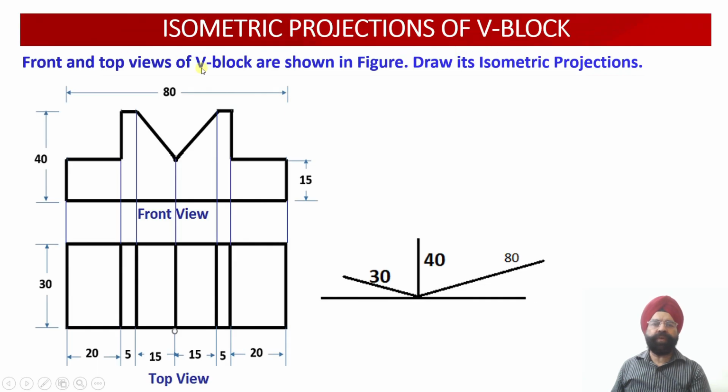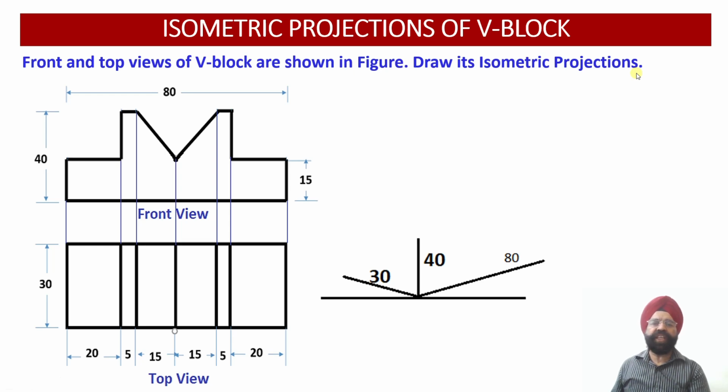Now today we are going to discuss the isometric projections of a V block. So here we have the construction of the V block. This is the front view orthographic projection of the V block, and this is the top view projection of the V block. So we have been provided with the front view and the top view orthographic projections of the V block. Using the information available to us through the orthographic projections in the front and the top view, we are required to draw the isometric projection.